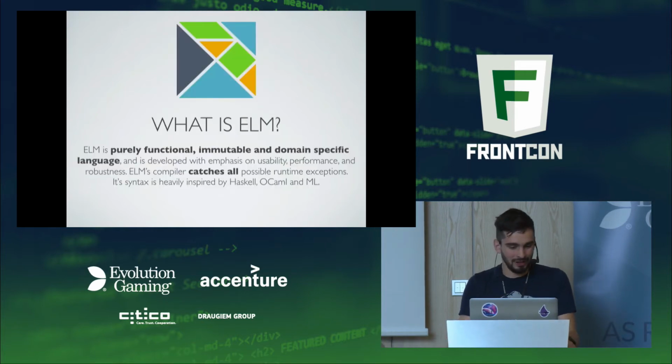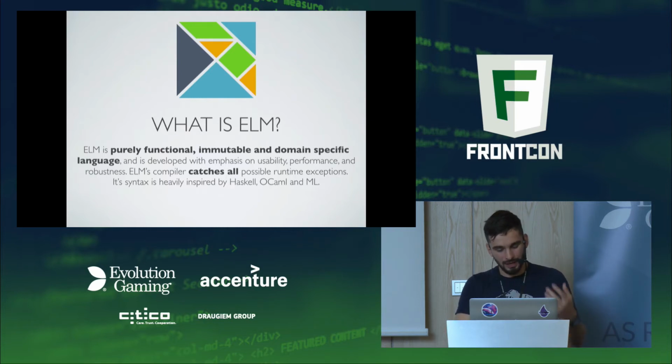What is Elm? Well, Elm is a purely functional, immutable, and domain-specific language. That's quite a mouthful, but I'm going to explain all these concepts during this presentation, but I'd like to focus on the domain-specific language part at the beginning. So domain-specific because it only compiles into JavaScript and it only works on browsers. So it's sort of a mix between a language and an architecture. And the architecture is like Redux-ish, I might say.